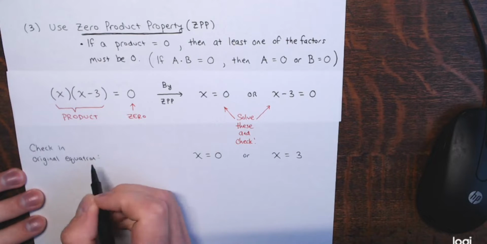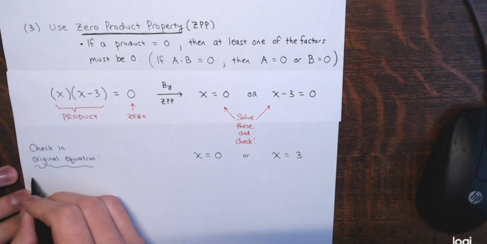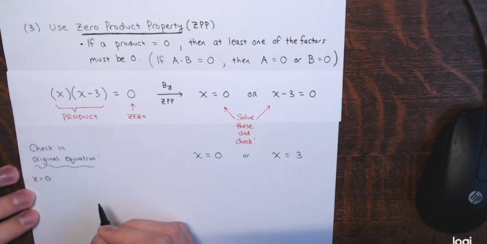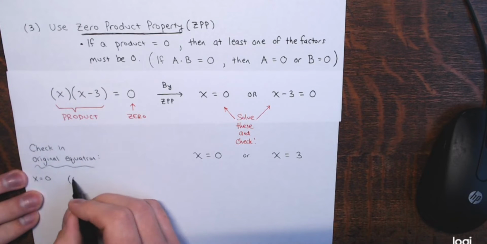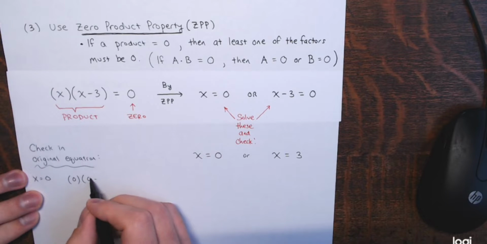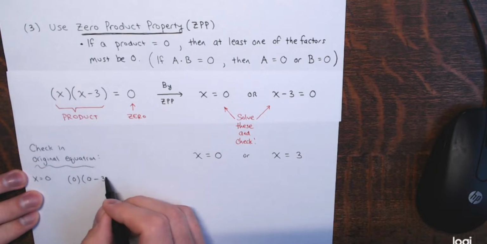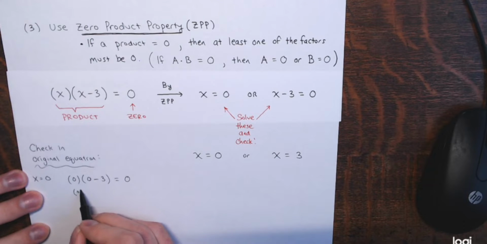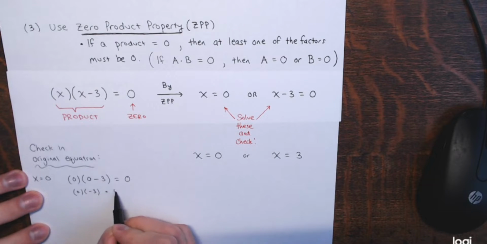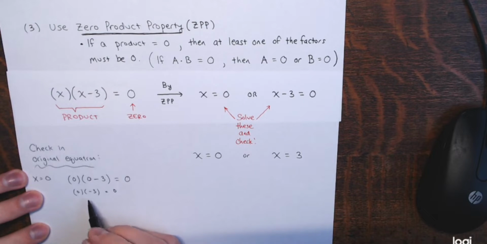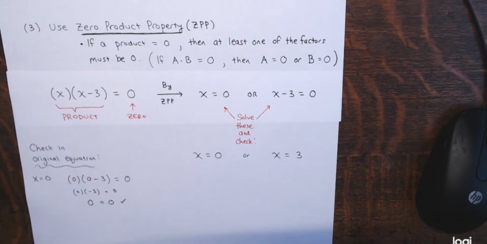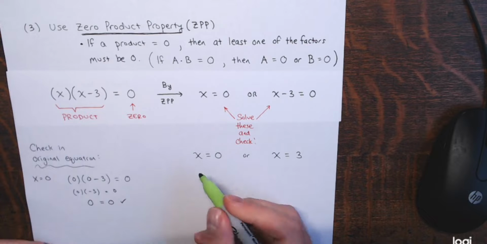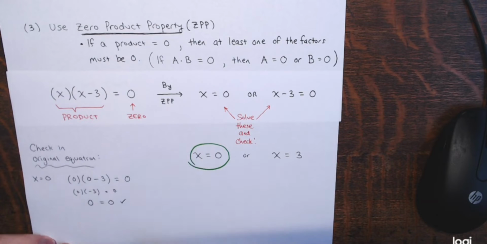All right, so I'll do that here. Let's check when x equals 0. Does it work? So I'd have 0 times 0 minus 3, replacing all the x's with 0, equals 0. This is just 0 times negative 3 equals 0, and remember, anything times 0 is 0. That's the whole crux of the zero product property. We get 0 equals 0, yes, so x equals 0 works. That is a solution of this equation.